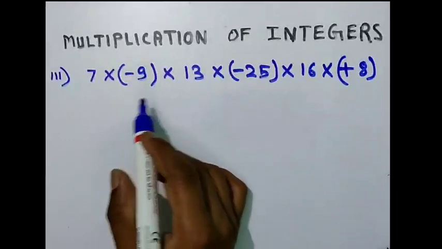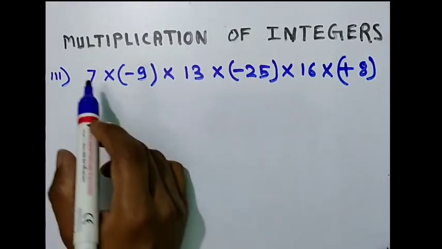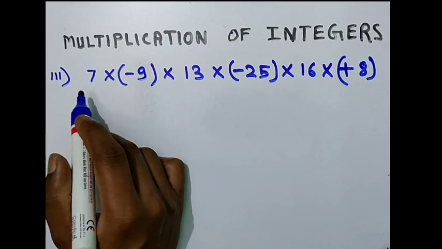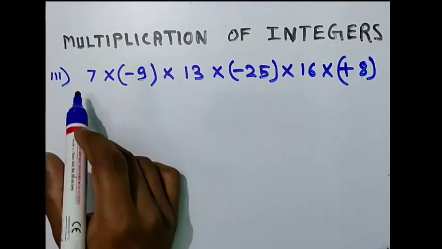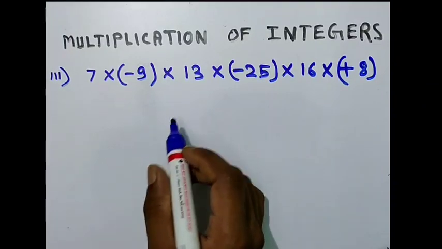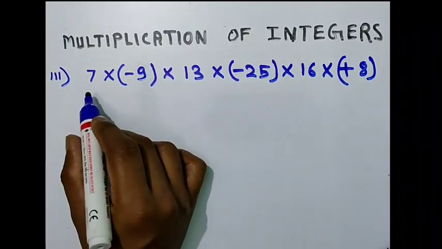You can multiply any integer you want first. Now the integers that don't have any sign means it is a positive integer. You can take it as the absolute value. So absolute value is same like the positive integer. So let's pair it up so that we can multiply.